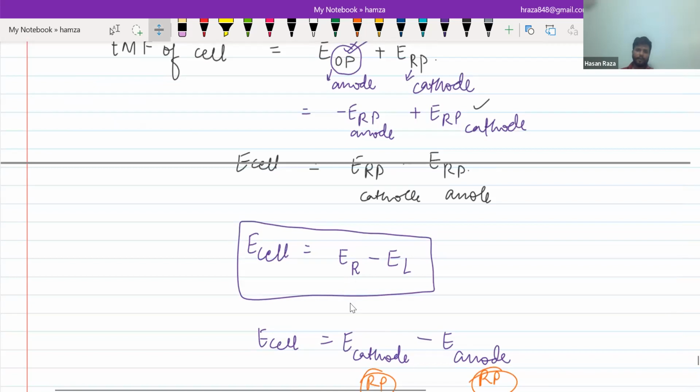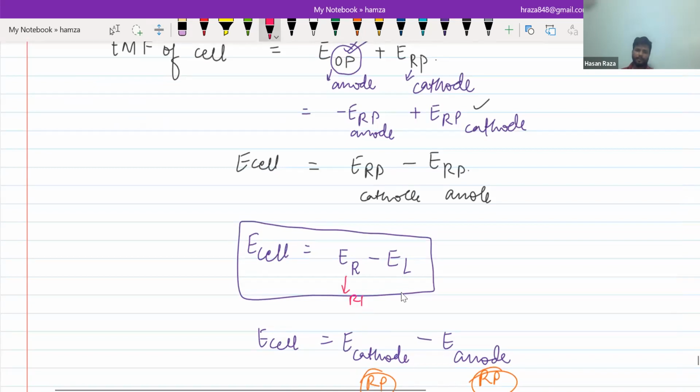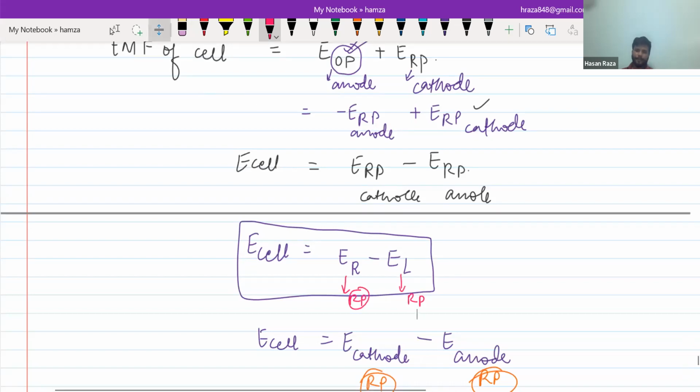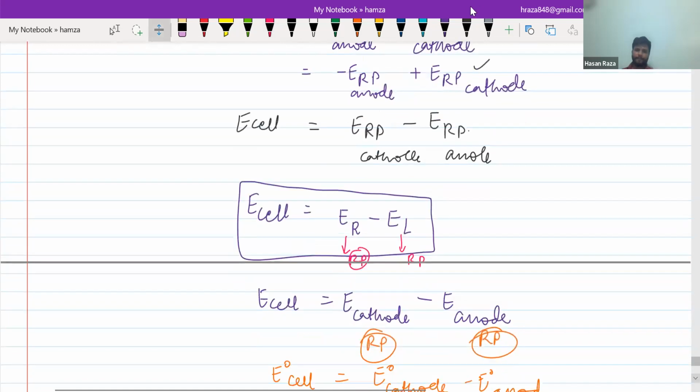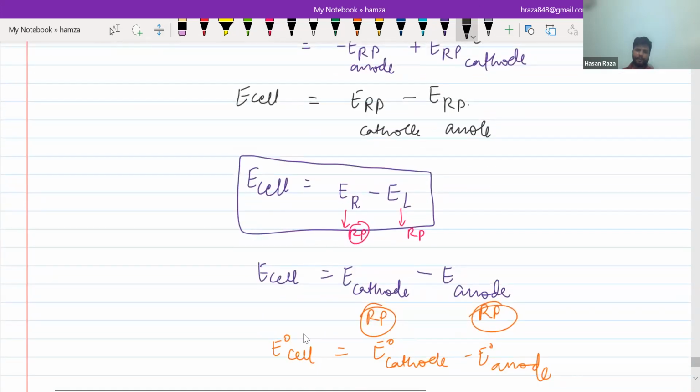Both should be for reduction potential. Since this is E naught, this is for SRP, the standard reduction potential. This value will be given. You just need to put the value and get your answer.